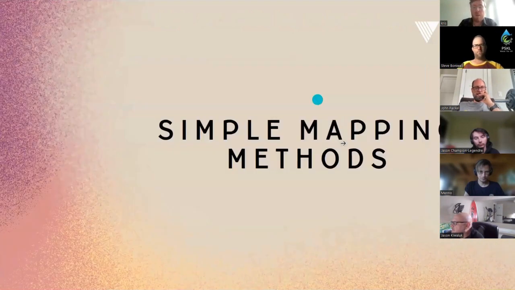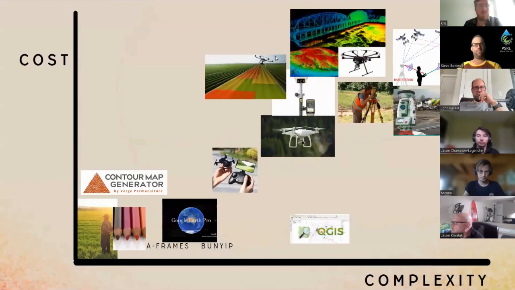So let's think a bit about how we map. What are some simple methods we can use to map? When we're mapping, there's a balance to be found between the cost of a mapping technique and the complexity of it. Depending on the needs of our project, we might choose a different solution. I've mapped out here on this chart, from the simplest to the most complex mapping techniques, and I'll talk through them one by one.